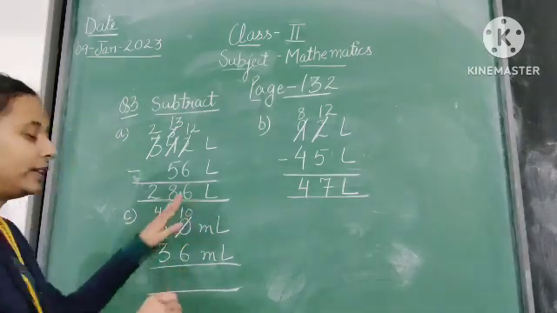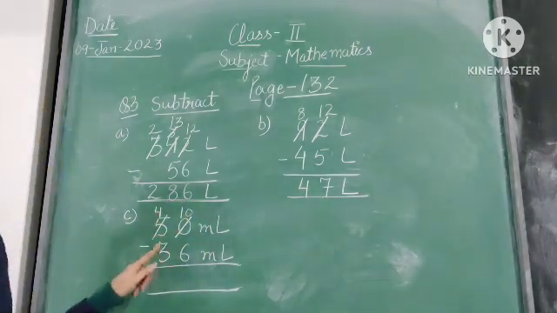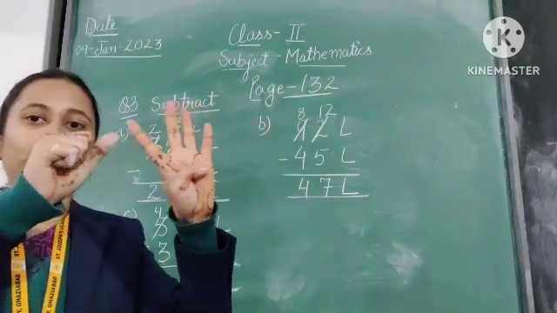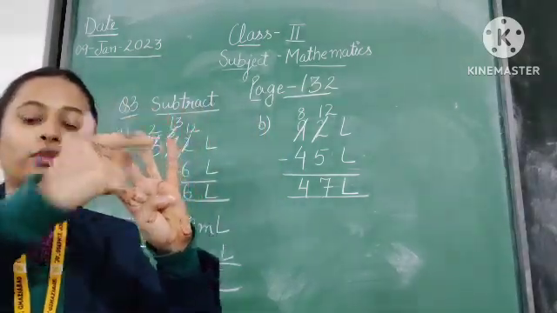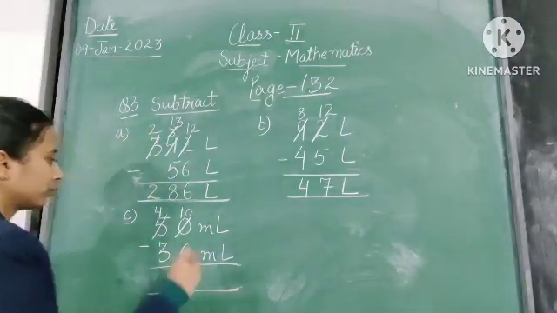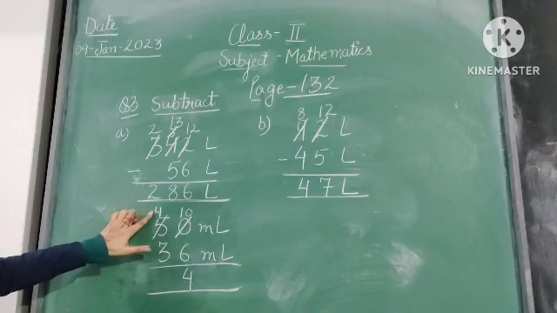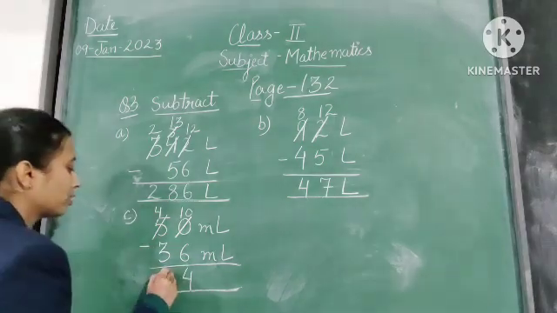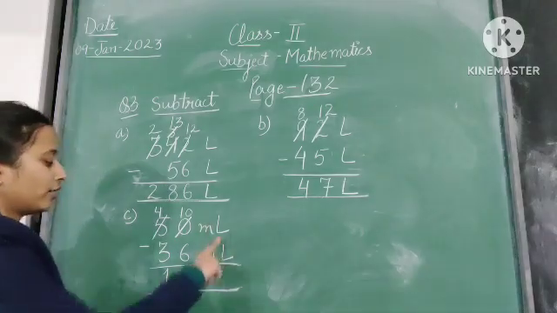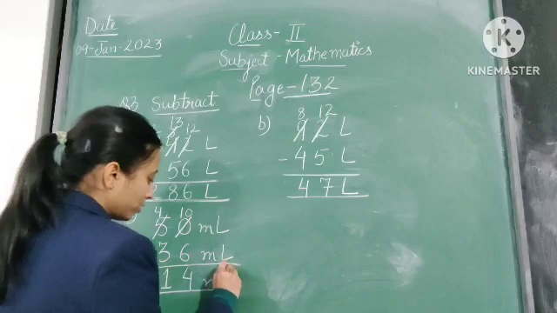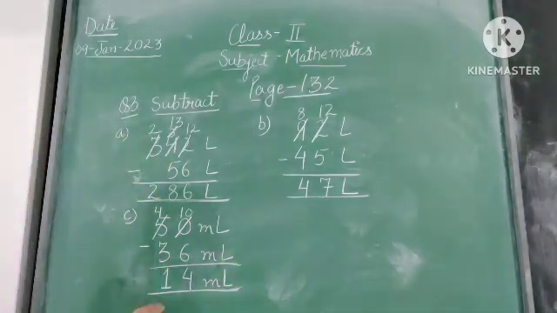Now 10 minus 6, if we do 10 minus 6, 10 and we have to subtract 6, we get 1, 2, 3, 4. We are only left with 4. So we will write 4 here. And then we are supposed to subtract 3 from 4. So 4 minus 3 is 1. Right, writing down the unit here. That is milliliter. So the answer we get here is 14 milliliter.